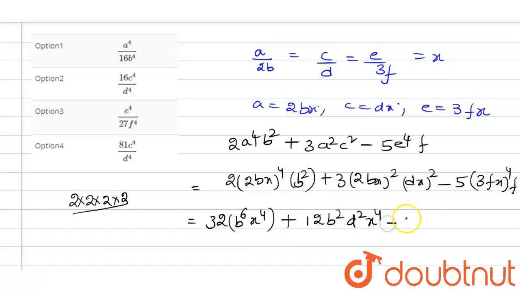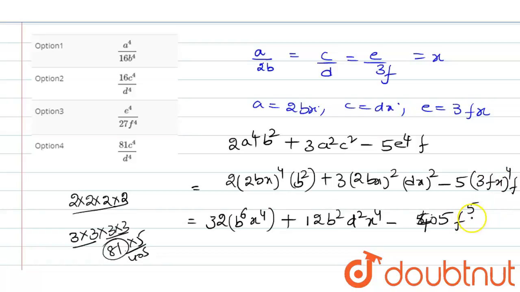Here you can see that 3 threes are 9, 9 threes are 81, and 81 fives are 405. Here f power 5, 4 plus 1 is 5, x power 4.